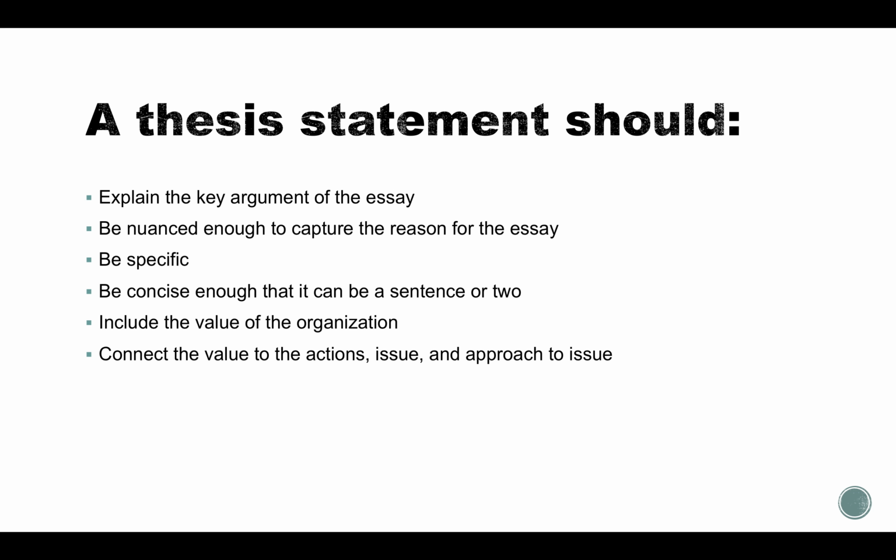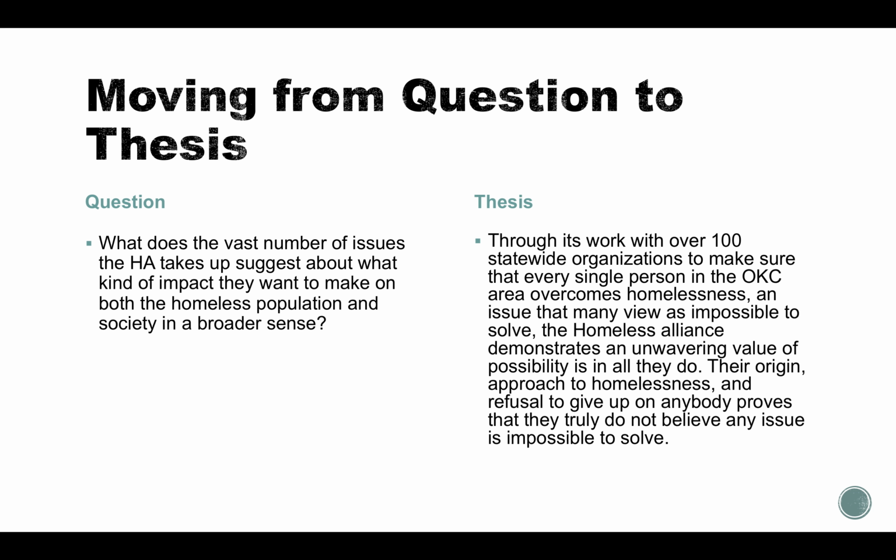So be sure you move beyond something too basic and generic, that it really sets up the whole tone and argument of the essay, right? And the way that you do that is you don't just say, the Homeless Alliance core value is possibility. You connect the value to the actions, to the issue, and to the very specific approach or origin, right, that the organization uses. So be sure that you're walking that balance between being concise, but also being nuanced enough to really capture the entire complexity of the organization and its value.